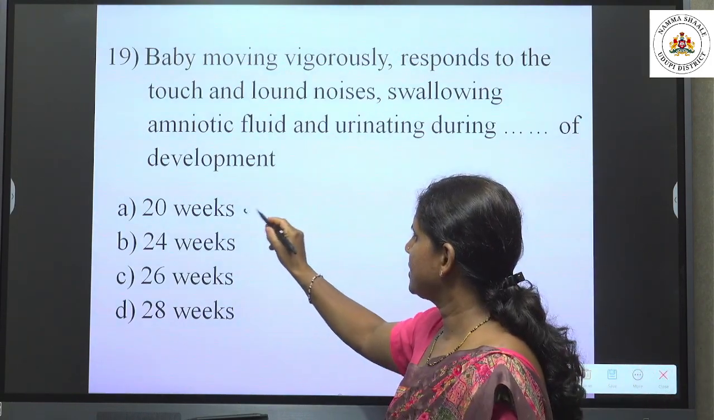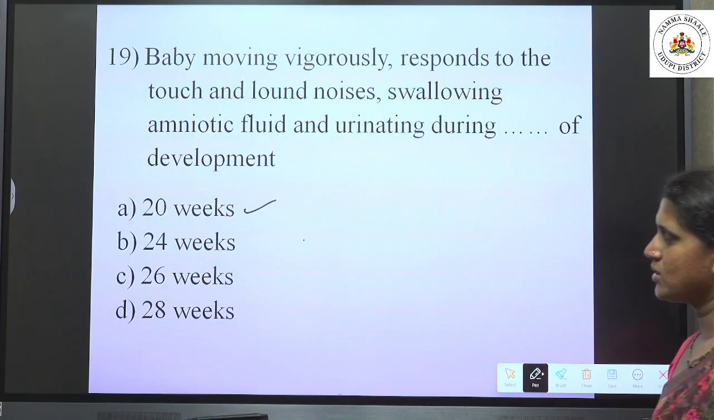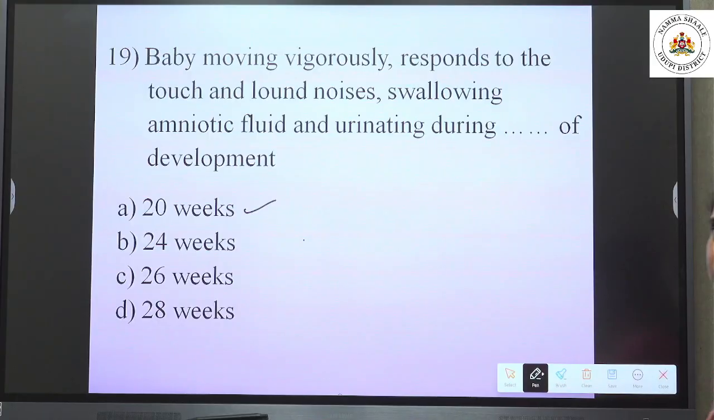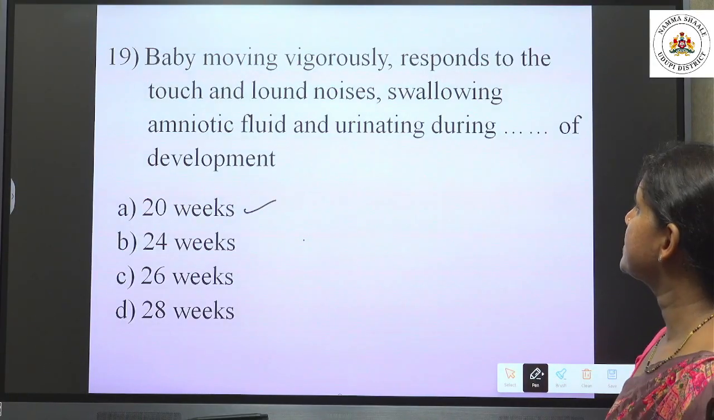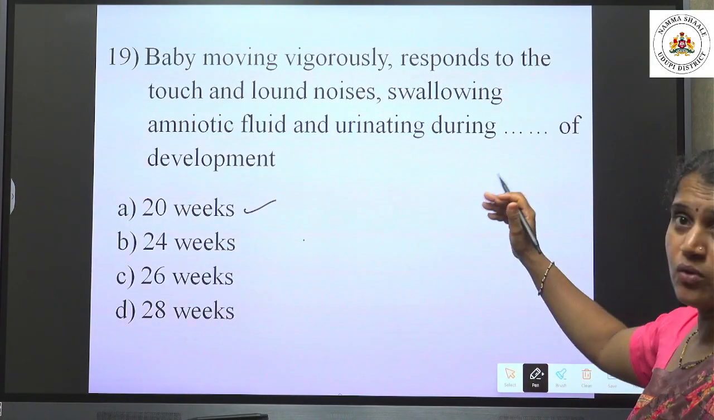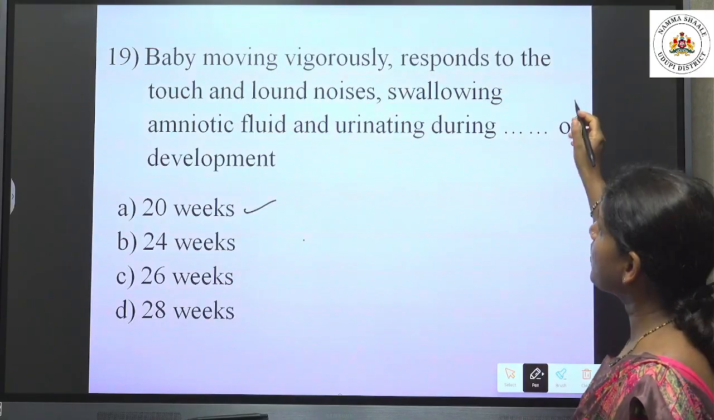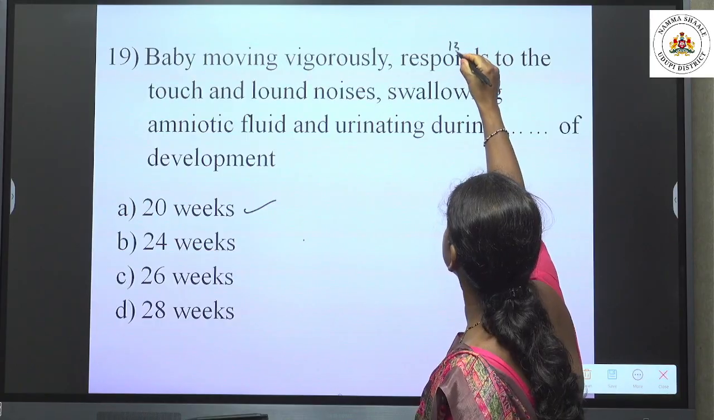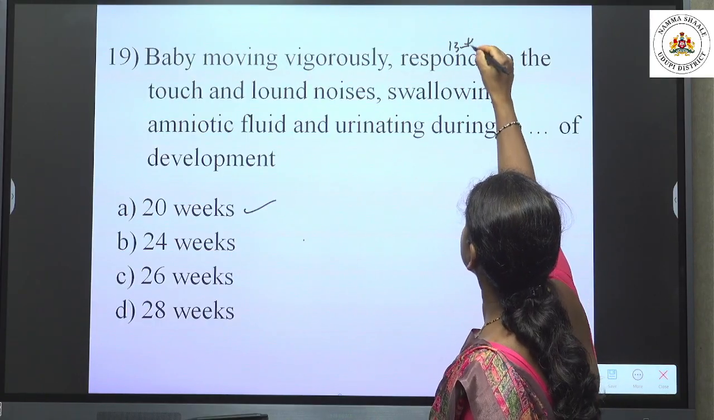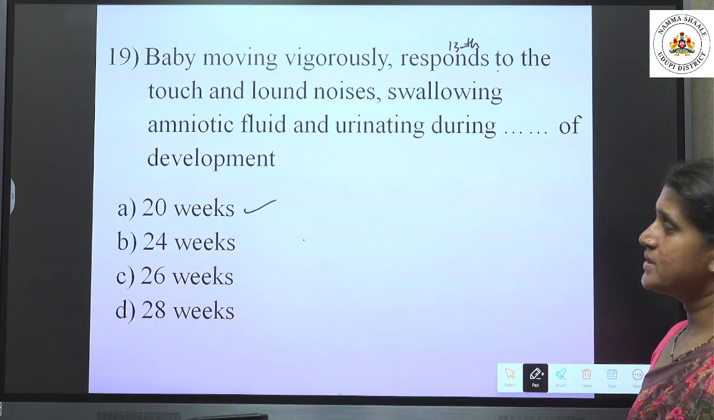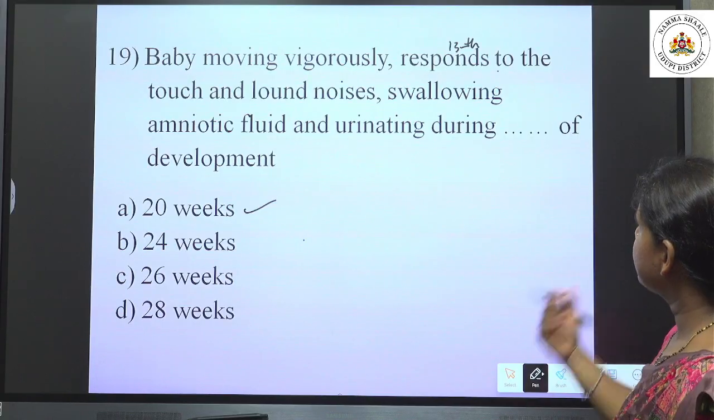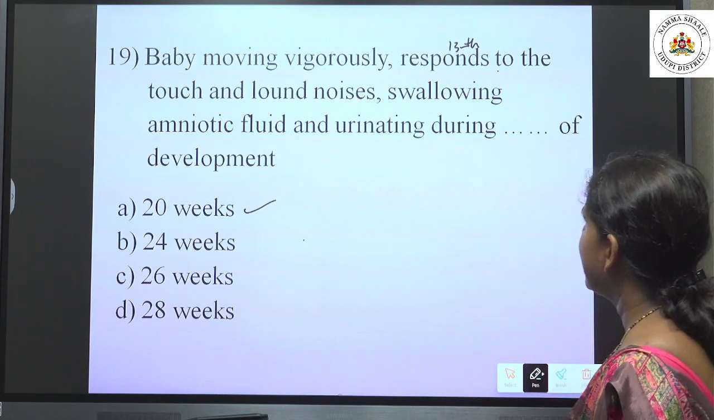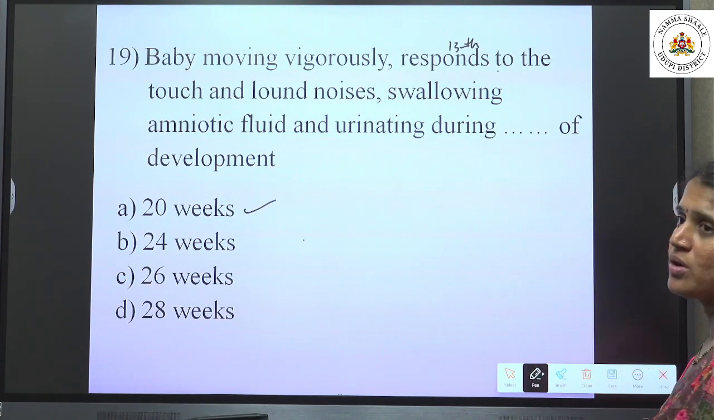So this option is correct. In the 20th week, or the 5th month, the first movement of the baby is observed. That is the baby moving vigorously. Response to touch occurs around the 13th week of pregnancy. So the baby mainly responds to touch and loud noises, and swallows amniotic fluid.